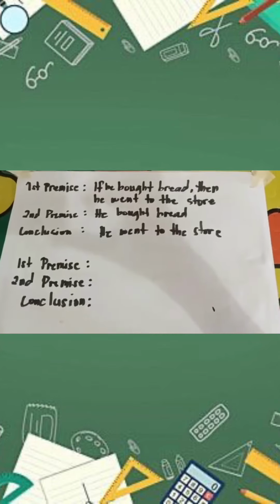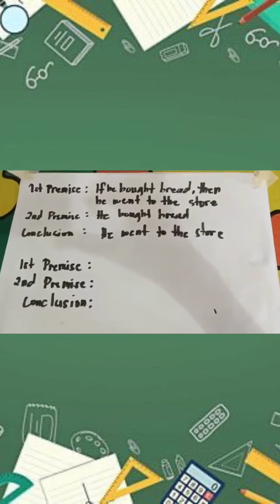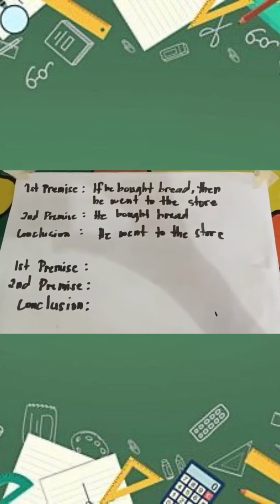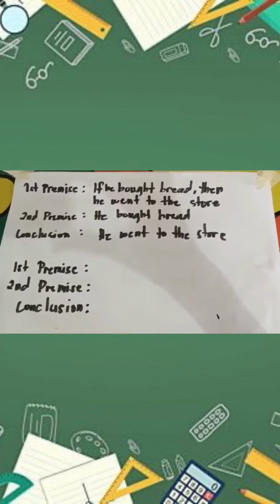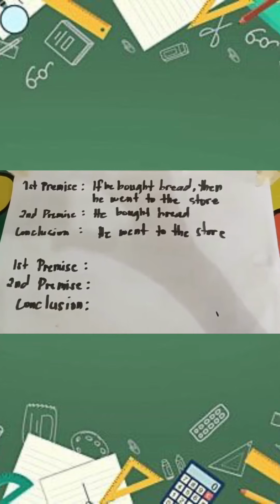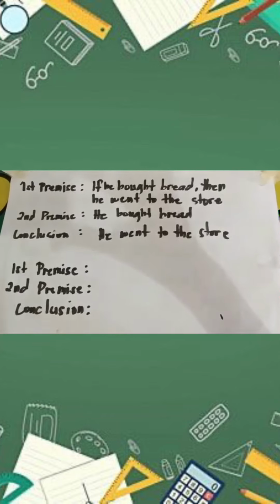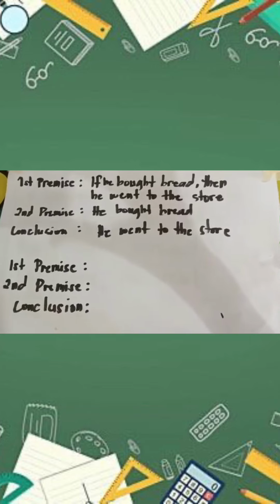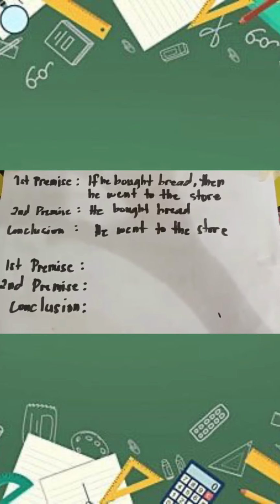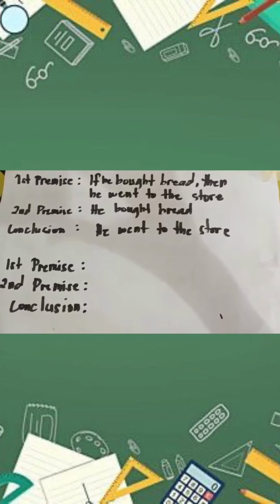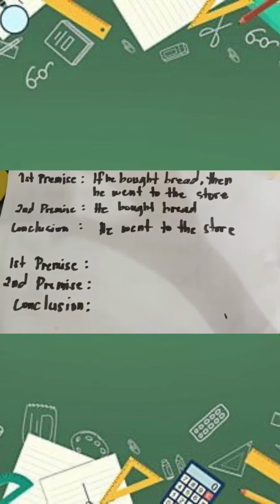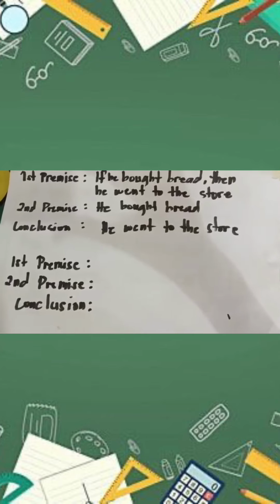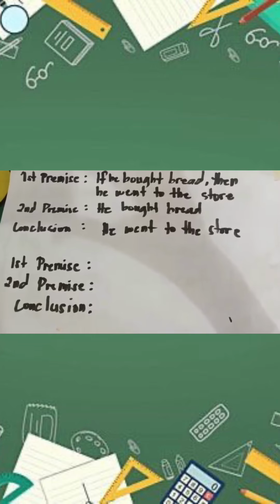Consider the argument. The first premise of the argument is if he bought bread, then he went to the store. The second premise, he bought bread. And the conclusion, he went to the store. While this is obviously a valid argument, we can analyze it using a truth table by representing that the premises together imply the conclusion. If the truth table is a tautology, or we can say always true, then the argument is valid.